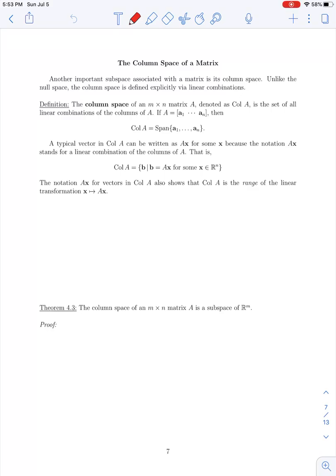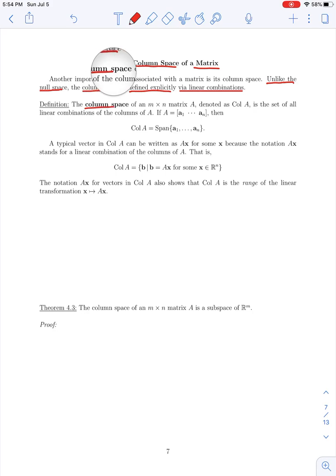Okay, in this lecture we're going to cover the second part of our section 4.2 material regarding the column space of a matrix. In the first part of this section we introduced the null space. Here we'll talk about another related subspace called the column space. Now, unlike the null space of a matrix, the column space can be defined explicitly via linear combinations of the columns of A. So let's see how it's defined here.